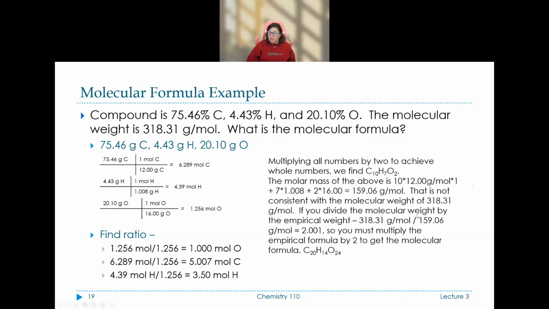If I divide the molecular weight, this number that they gave me in the beginning, by the empirical weight that we just calculated, then I see that that's 2.01. Okay, that means that I need to have 2 of those empirical formulas to make the molar mass. You must multiply the empirical formula by 2 to get the molecular formula. C20H14O24.